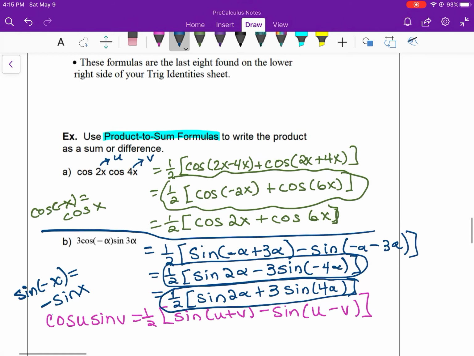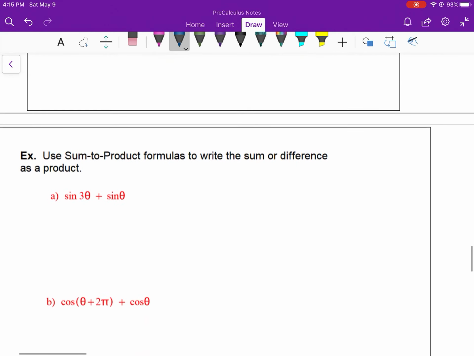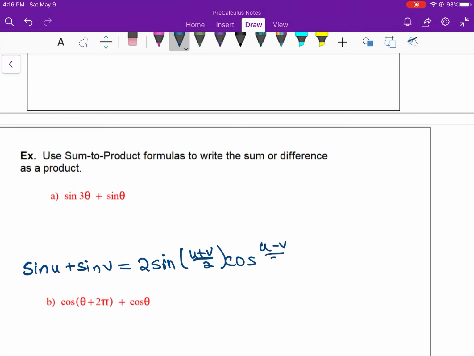All right, now we're going to go the other direction. So now we're going to take a sum and write it as a product. So now I'm using the last 4 formulas on the identity sheet. I'm looking for one that says sine plus sine, so that's the first formula. Sine u plus sine v is 2 sine u plus v over 2 cosine u minus v over 2. All right, so here we go. So this is going to be your u. Here's your v, and we're going to plug them right in.